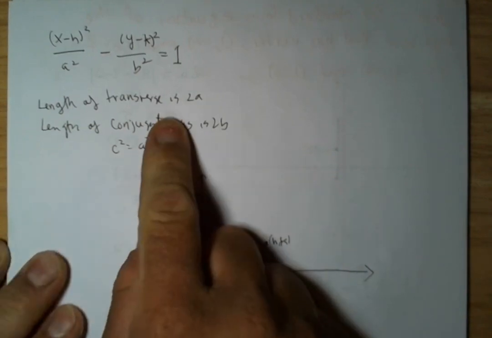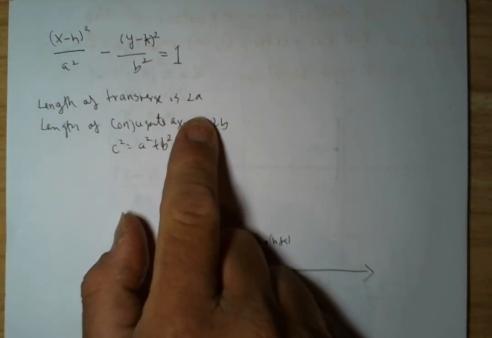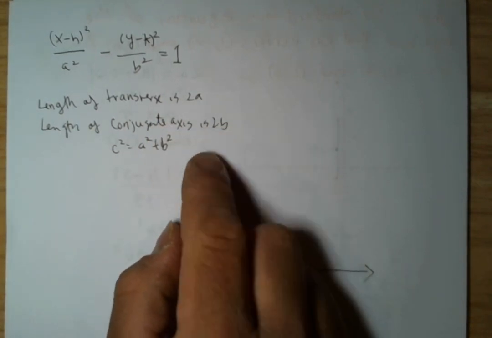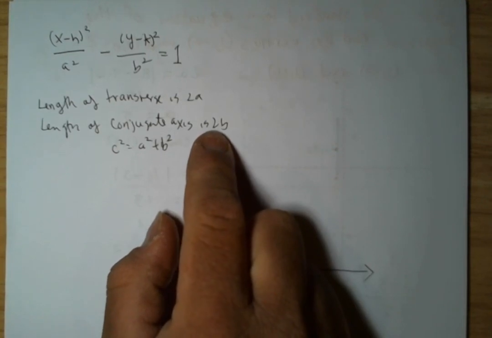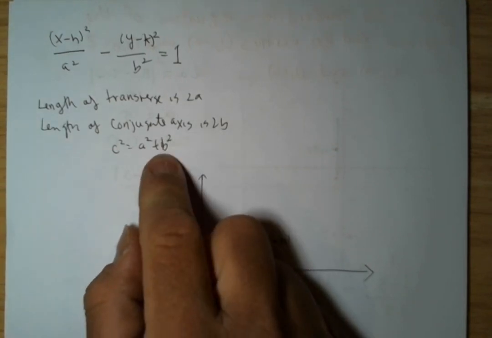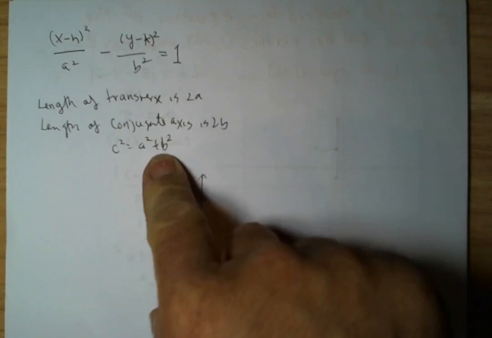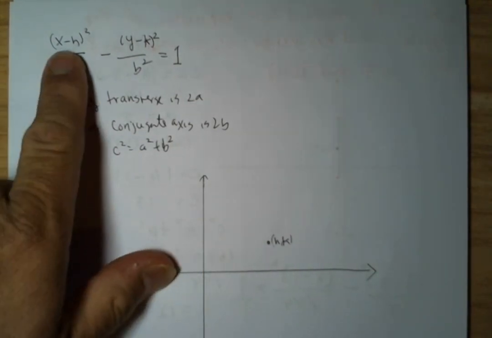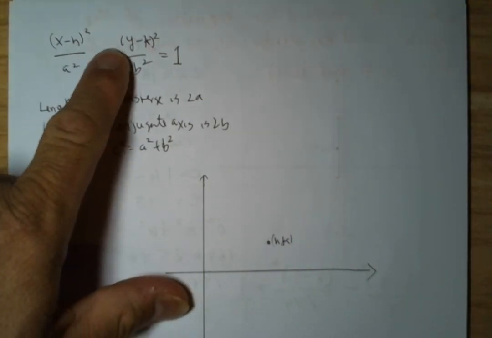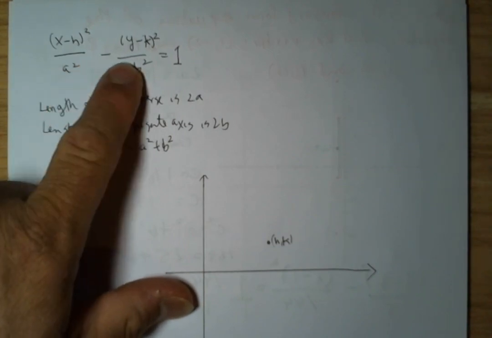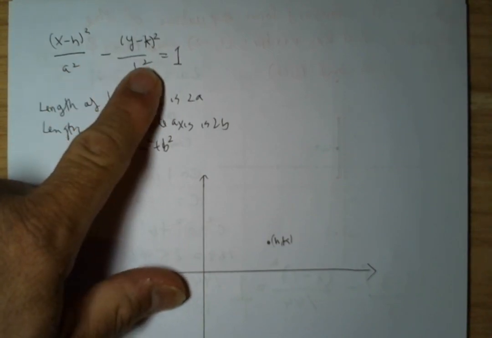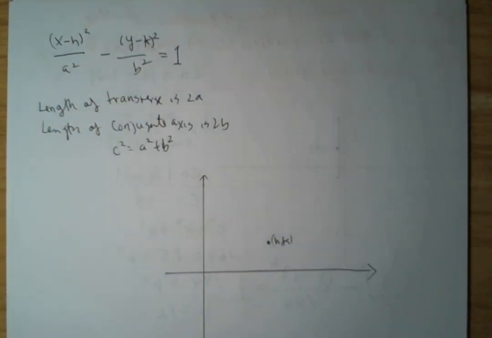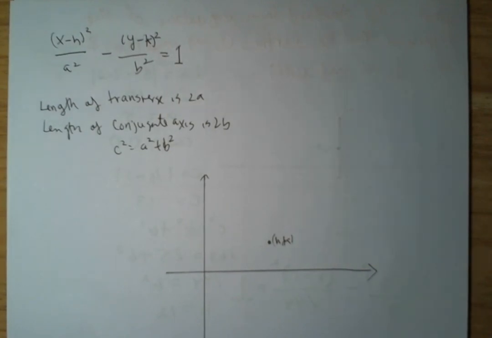Same as before, the length of the transverse axis is still 2a. The length of the conjugate axis is 2b. And the way we relate c, a, and b is by this equation: c squared equals a squared plus b squared. Now let's say that we have this equation here, (x minus h) squared over a squared minus (y minus k) squared over b squared. So it's telling me the transverse axis is horizontal.